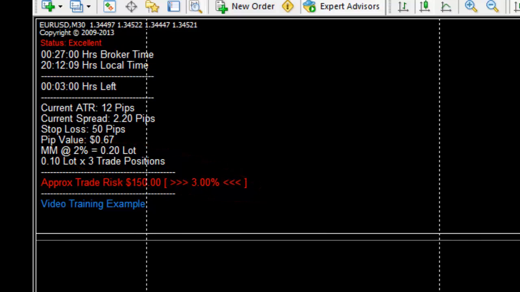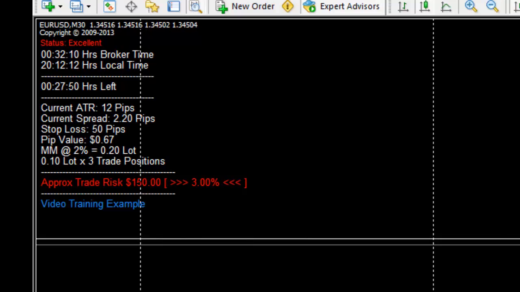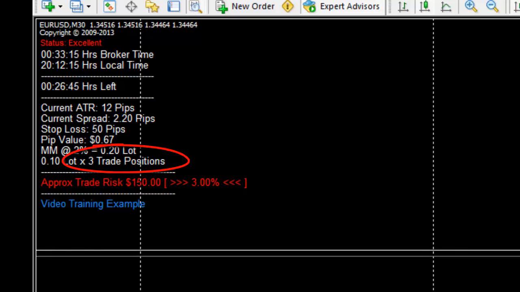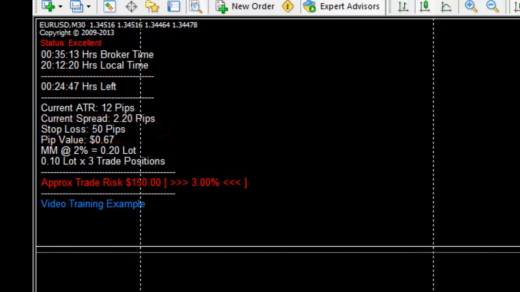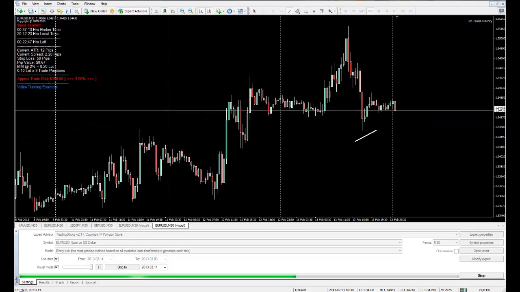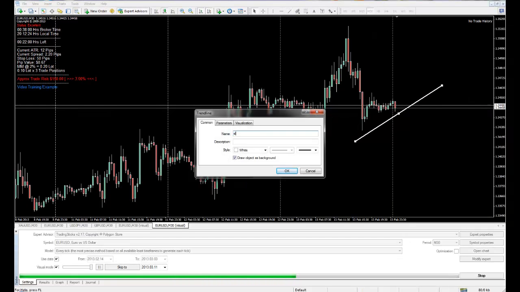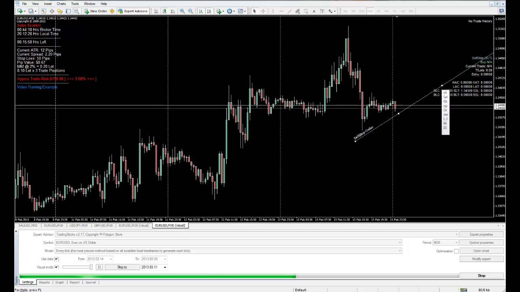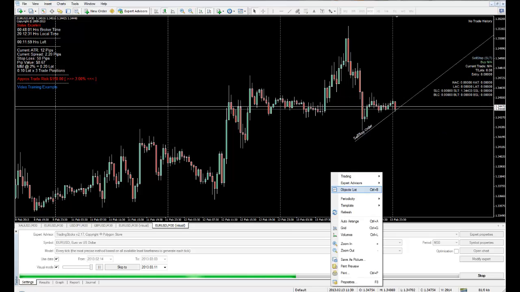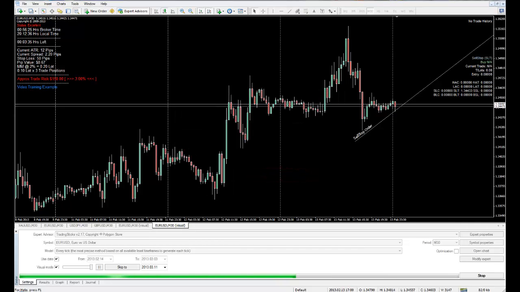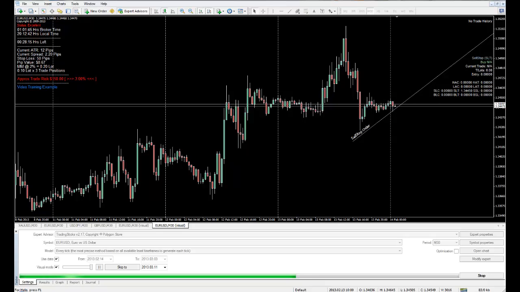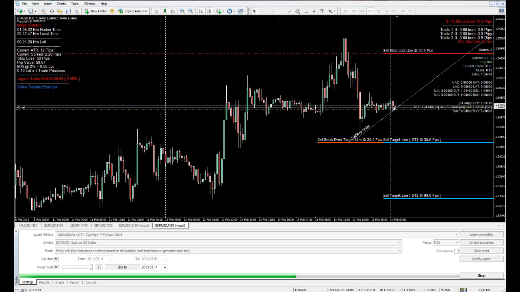There are 2 ways to get around this. The first one is to reduce our trade positions, and the other one is to reduce our stop loss. Now if we increase the speed of this and create a sideline touch trade, incidentally, if you check the show objects descriptions, you'll be able to see the description of the lines on the trade screen. So when this triggers that line, there we go, we can see we're at 3% here.